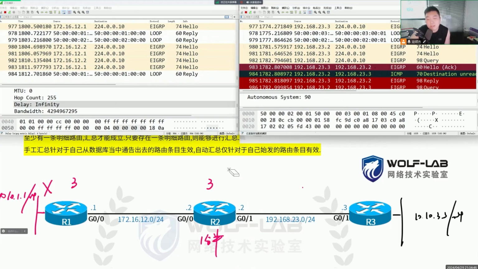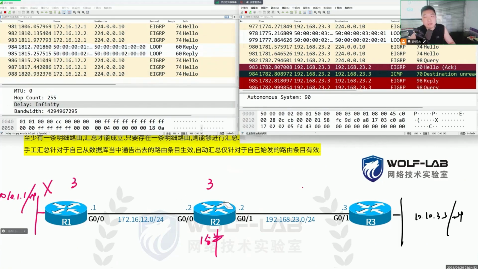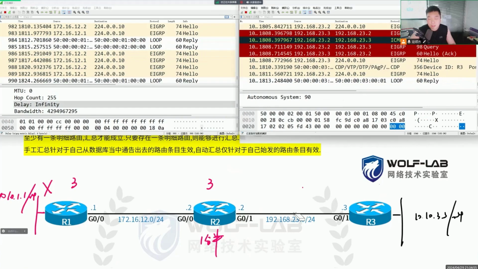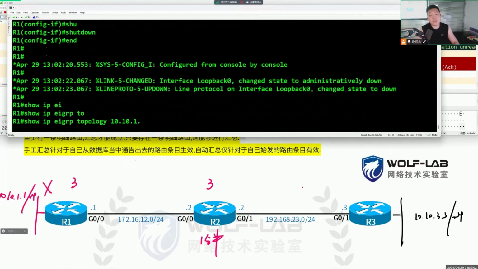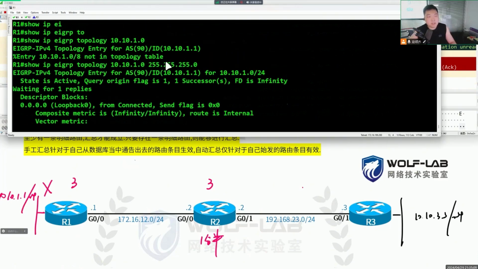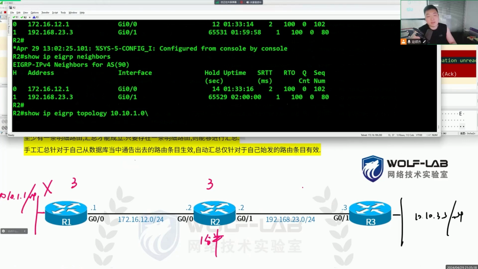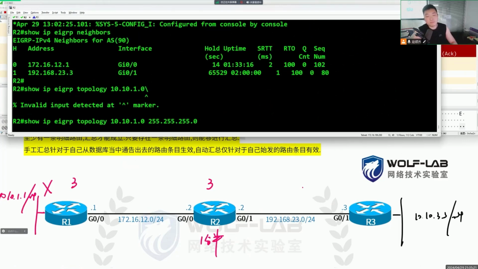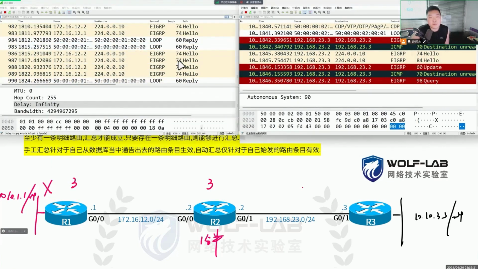Then wait and wait, until more than a minute and a half. We will see R1 send an SIA query to R2, and R2 will also send an SIA query to R3, then it will reconfirm this information. Here on R1, show EIGRP topology. You will find that the 10.10.1.0/24 entry is currently in query state, waiting for a reply. R2 will also find it is waiting for a reply message.